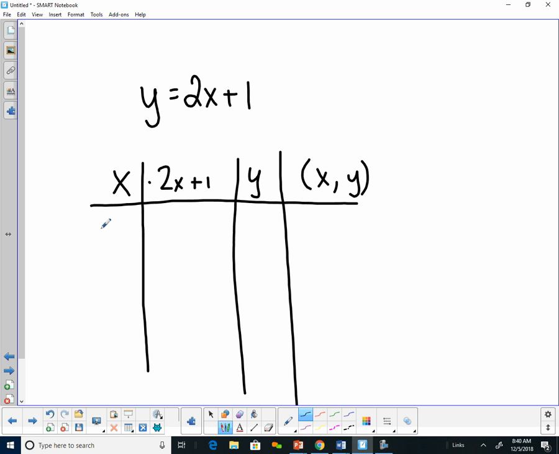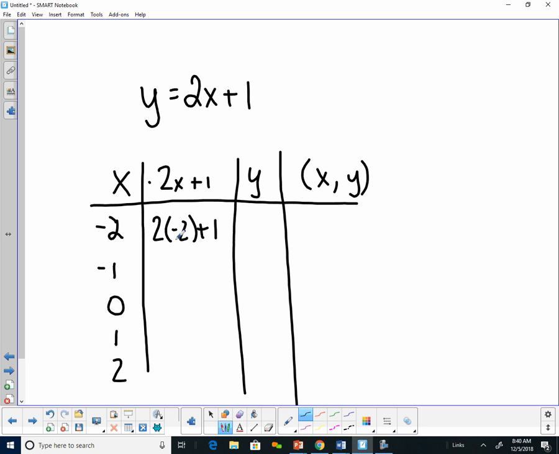I would like for you to use -2, -1, 0, 1, and 2. Now, I'll tell you, sometimes there's going to be special circumstances that we will get away from those types of numbers, but for right now, those are the numbers that I want. So what you're going to do is you're going to take this equation and substitute in your different values of x. So the first time through, you're going to plug in a -2. And then you're going to do the math.